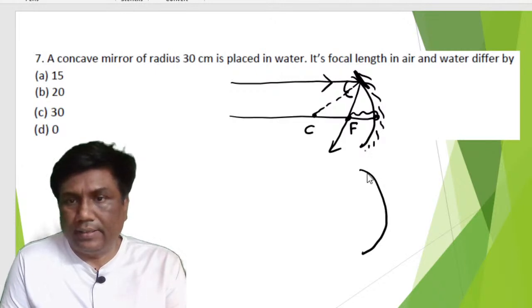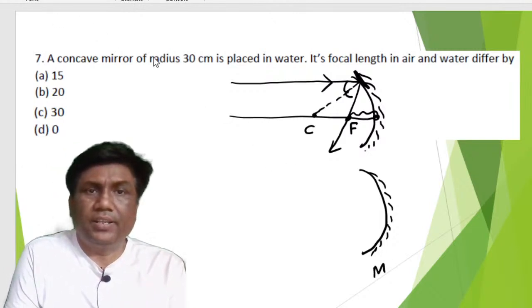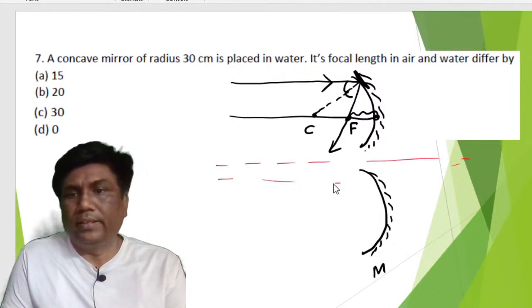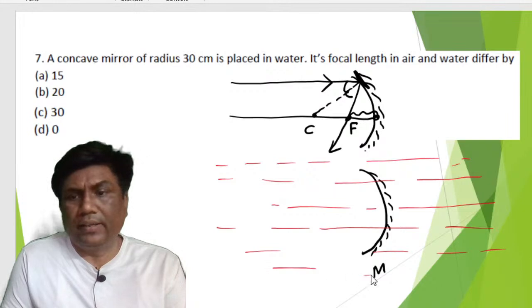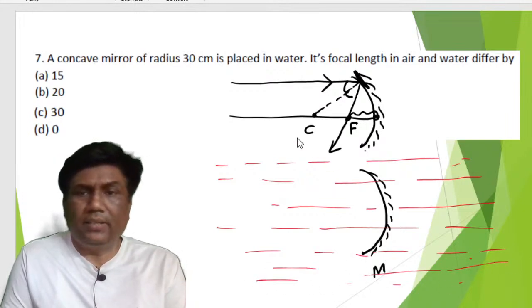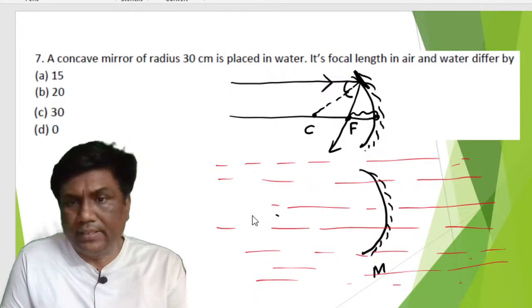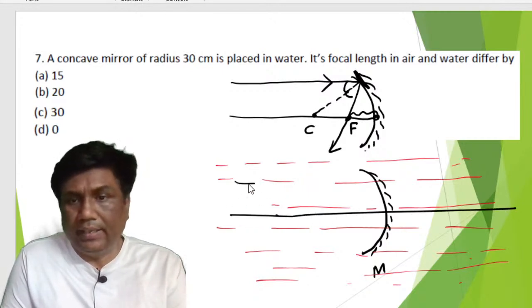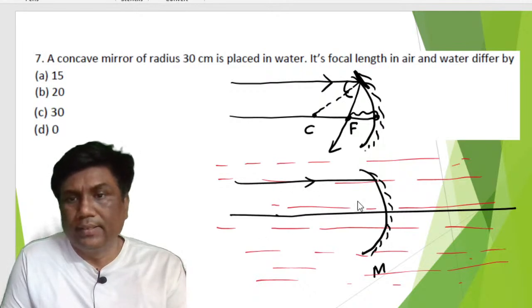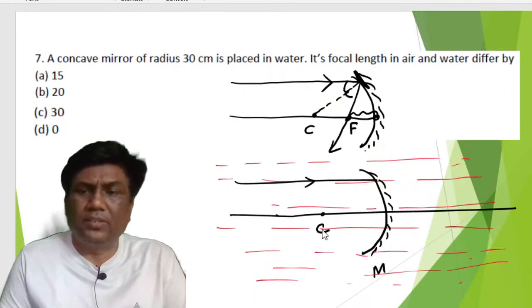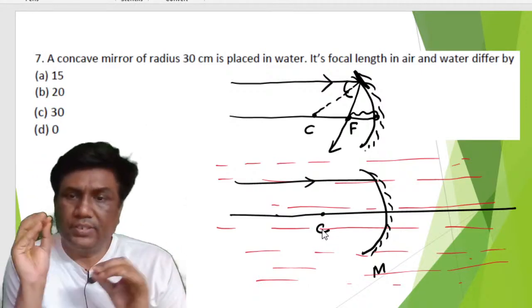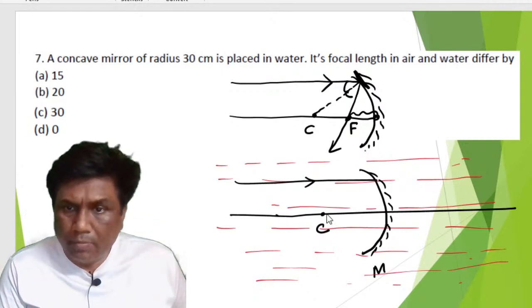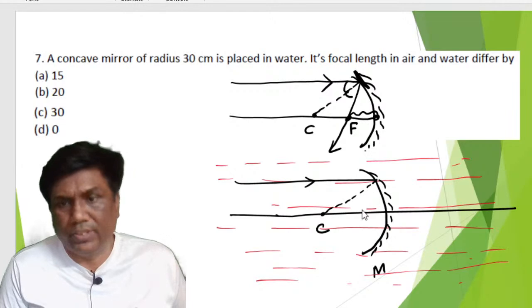Now you see, if the same mirror is now inserted in water, obviously the refractive index of water is different from that of air. But now you see what will happen here. If a ray parallel to the principal axis falls, again the center of curvature will not change, because it is the geometrical center of the mirror only. So C will be the same. Let me draw a normal here. This is the normal, which is the radius also.